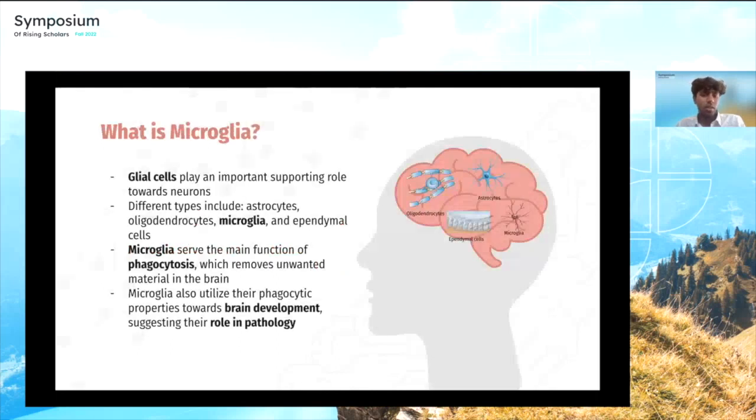So what exactly is microglia? Microglia are glial cells that act as the immune cells of the central nervous system. These specialized cells serve 3 main functions: sensation of changes in the environment, phagocytosis to promote neuronal well-being, and a defensive function in response to injurious changes.